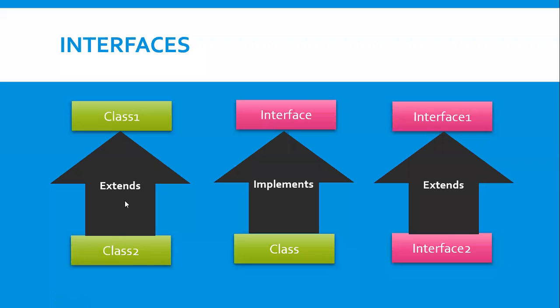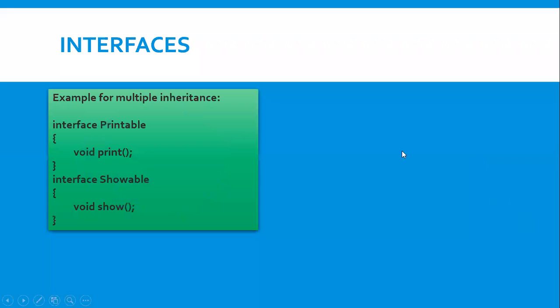How can we inherit the properties between classes? Then you have to say, using the extends keyword. If you want to do the same between an interface and a class, what do you have to use? You have to use the implements keyword. Similarly, between two interfaces, extends.